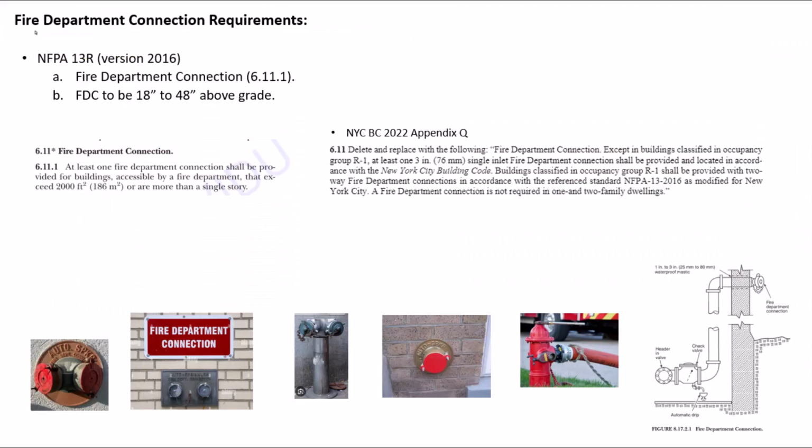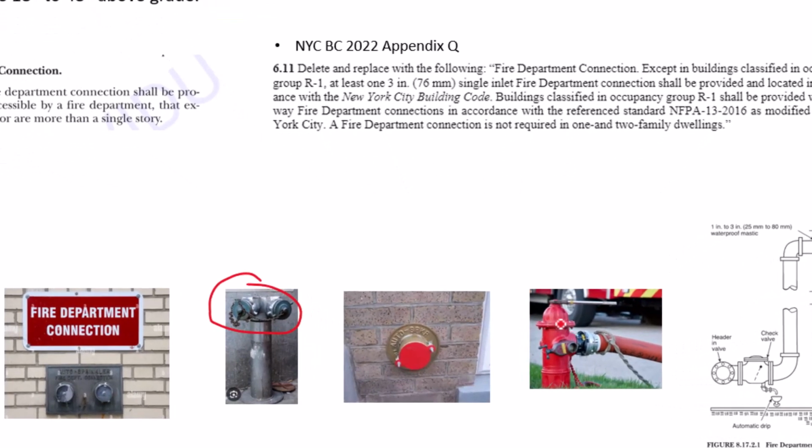Okay, now we're going to talk about fire department connections. So in the NFPA 13R, the fire department connection code is in section 611.1. And the fire department connections are these things here, where the fire department truck will connect a hose to a fire hydrant, which contains the city water supply, and it's going to pump it through a pump in the truck, and then it'll connect to this fire department connection, which pressurizes the sprinkler system within the building.